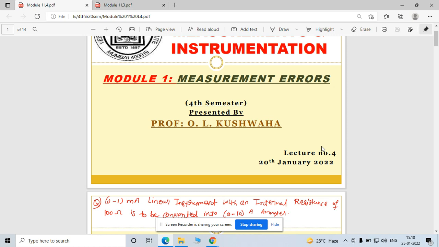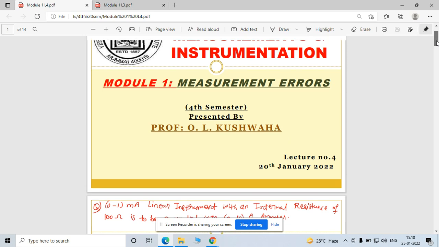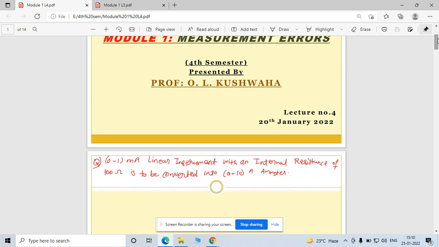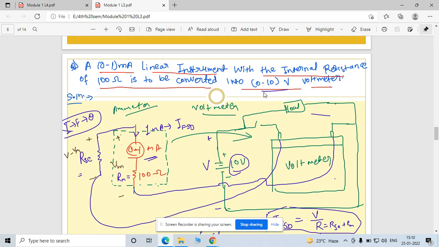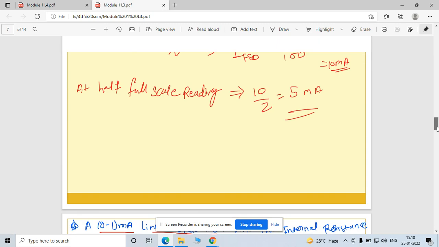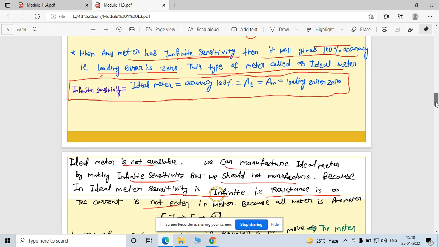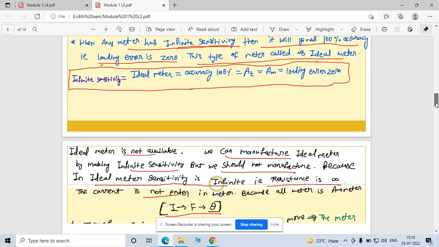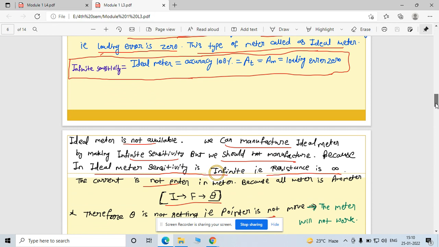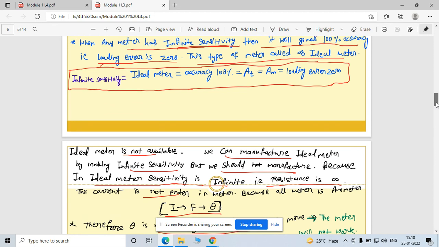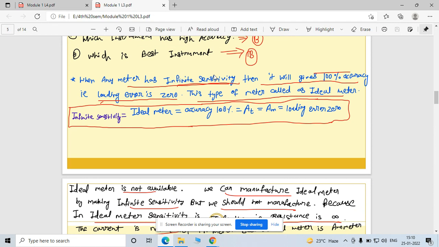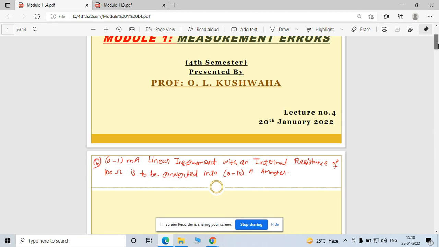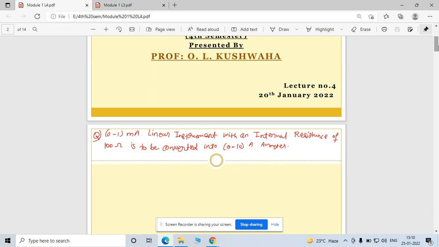In our previous class, we already covered the voltmeter. Today's class, we are going to cover the ammeter. What is a voltmeter? We already covered it, right? See this slide. The voltmeter is connected in parallel to the device for measuring the voltage. Similarly, the ammeter is connected in series with a device for measuring the current.